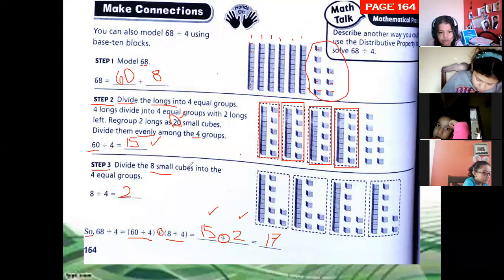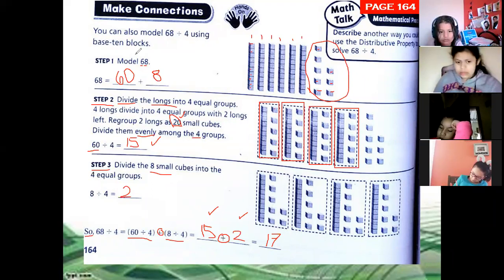Copy? Yeah, right? Okay, next page, please.